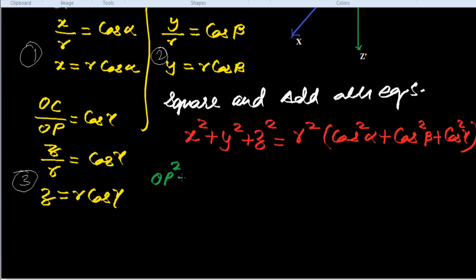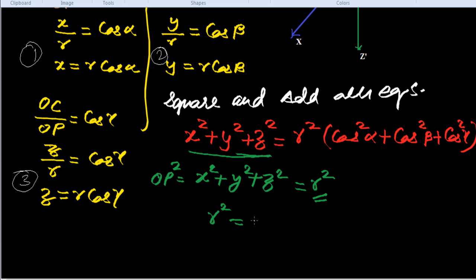OP square is equal to x square plus y square plus z square by the distance formula: (x minus 0) whole square, (y minus 0) whole square, (z minus 0) whole square. And OP is r, so it is equal to r square. So instead of x square plus y square plus z square, we could put r square. So r square is equal to r square cos square alpha, cos square beta, cos square gamma.